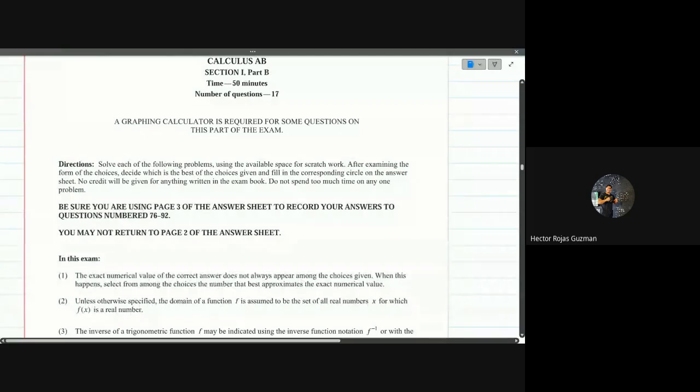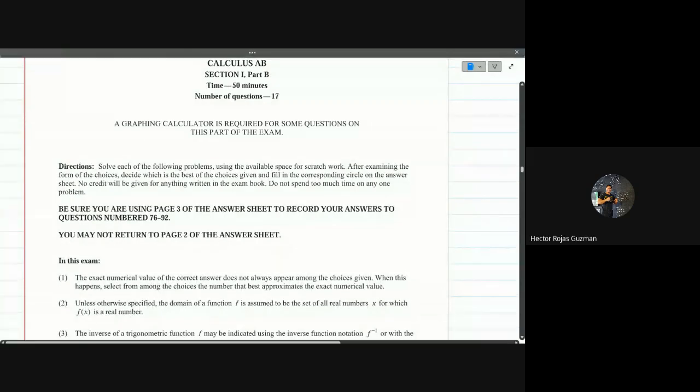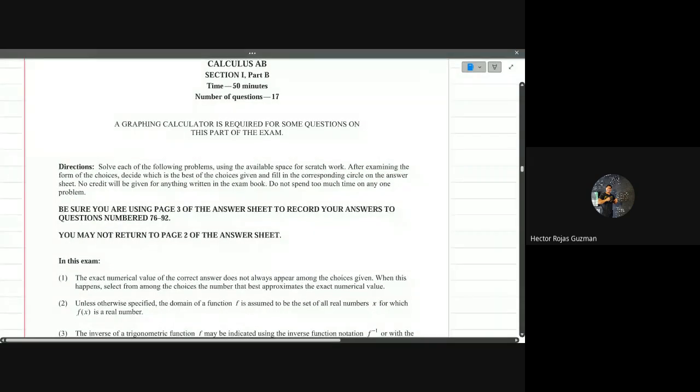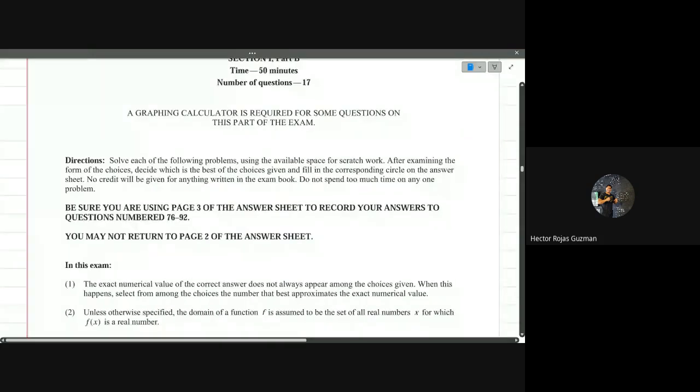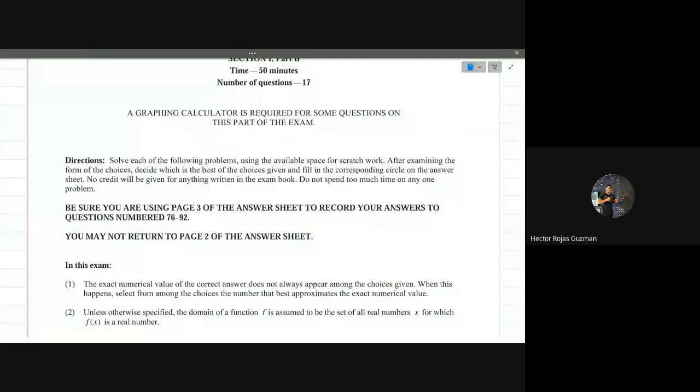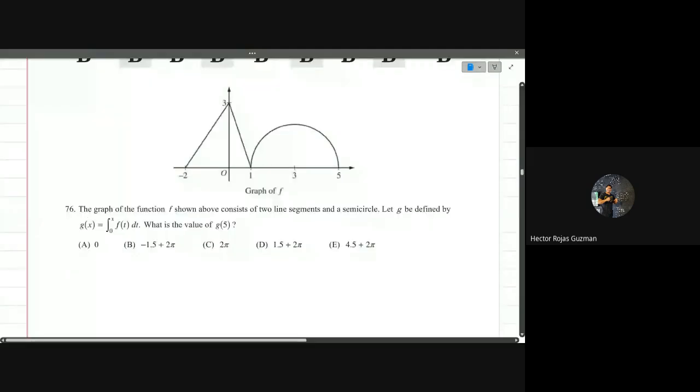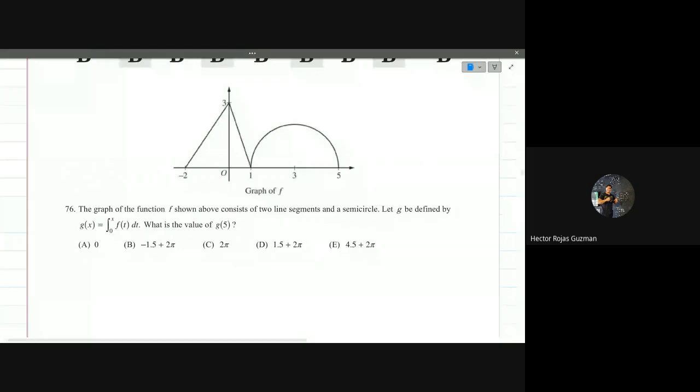Perfect. Welcome, ladies and gentlemen, to part B of the 2013 multiple choice AP Calculus AB practice test. For this section, we're going to be using the calculator, but I actually don't have one with me. So that means that in some of the questions, I'm not going to be able to finish them, but at least I'll give you my strategies and what I would do if I did have a calculator with me. And it's going to be up to you guys to finish solving the problem.